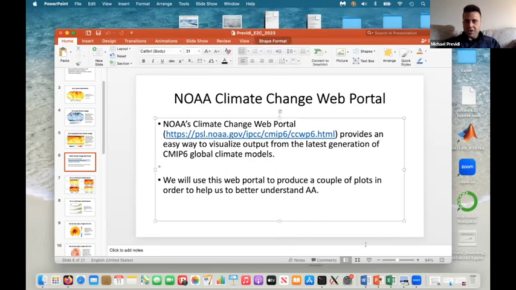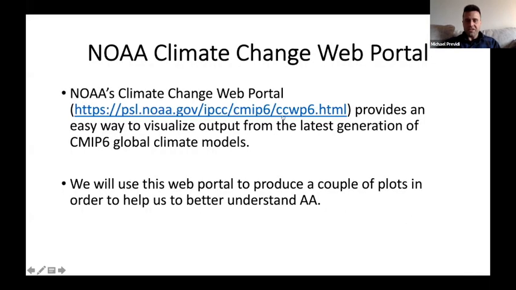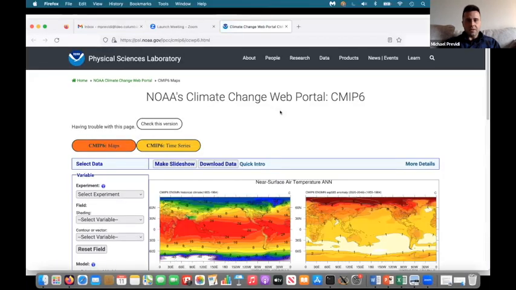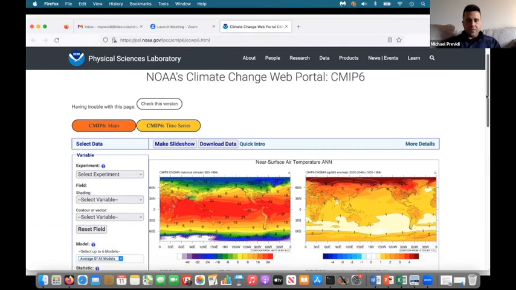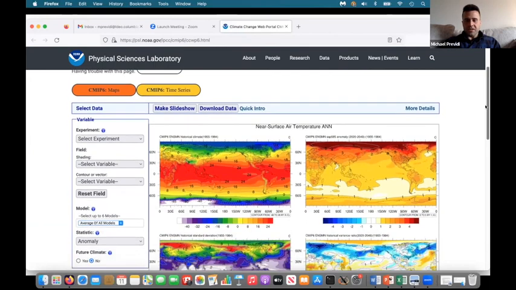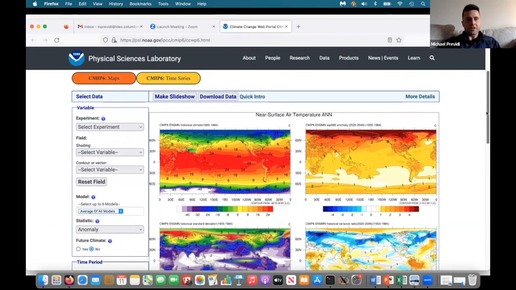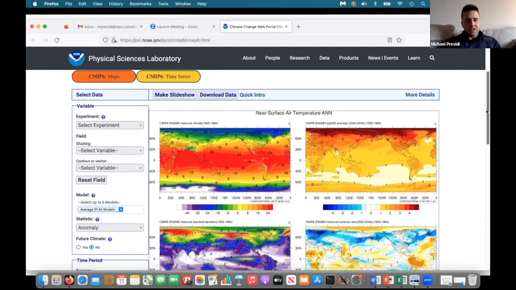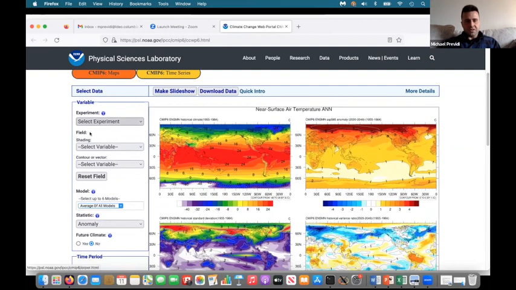Actually, I should have brought up this link. So let me go to the climate change web portal. And so this is what it looks like. There's a default series of plots that's shown when you go to the link that I provided. So you can do various things with this web portal. There's this series of drop-down menus on the left here where you can select various options.